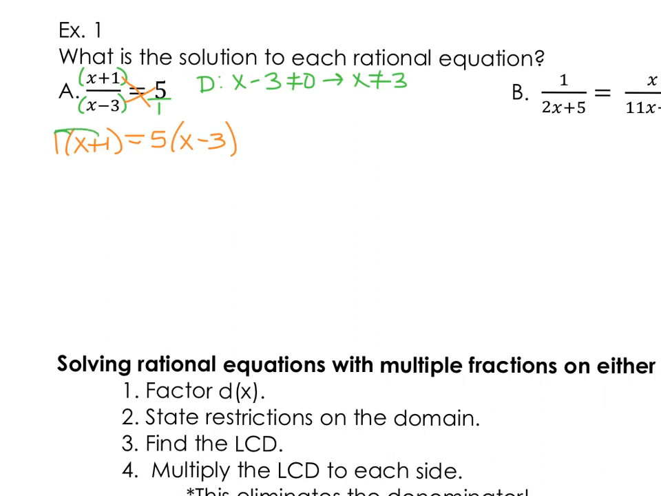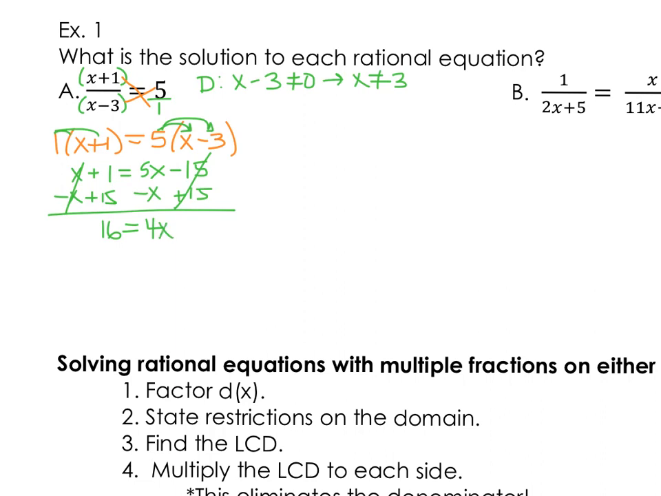1 times (x plus 1) is just x plus 1, so nothing really changes. On the right, if we distribute the 5 in, we would get 5x minus 15. We have x's on each side, so what I would do is just combine like terms. I'll subtract the x on the left over. I'm also going to move 15 to the left side. The x's cancel. 1 plus 15 is 16. On the right, the 15's cancel, and 5x minus 1x is 4x.